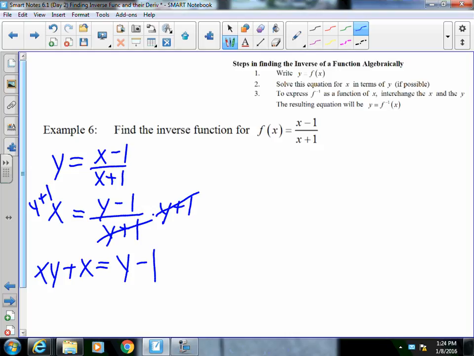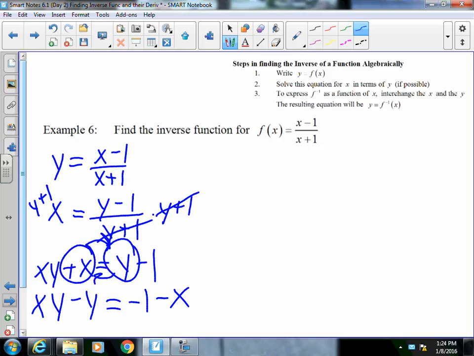Now I'm trying to solve this for y. Part of my problem is that I have a y on both sides of my equation. So to be able to solve it for y, I should probably get those on the same side and things that are not y, don't have y's, on the other side. So xy minus y is going to equal negative 1 minus x. I move my x over there and move my y over here by subtraction in both cases.